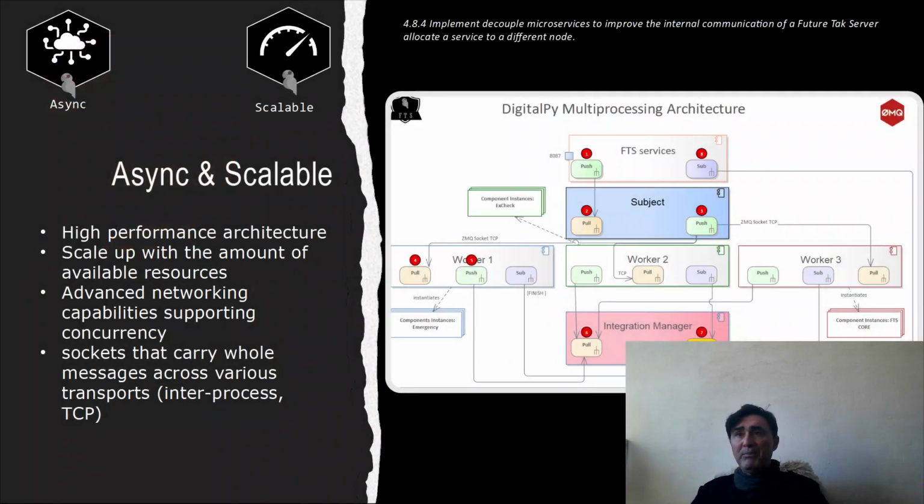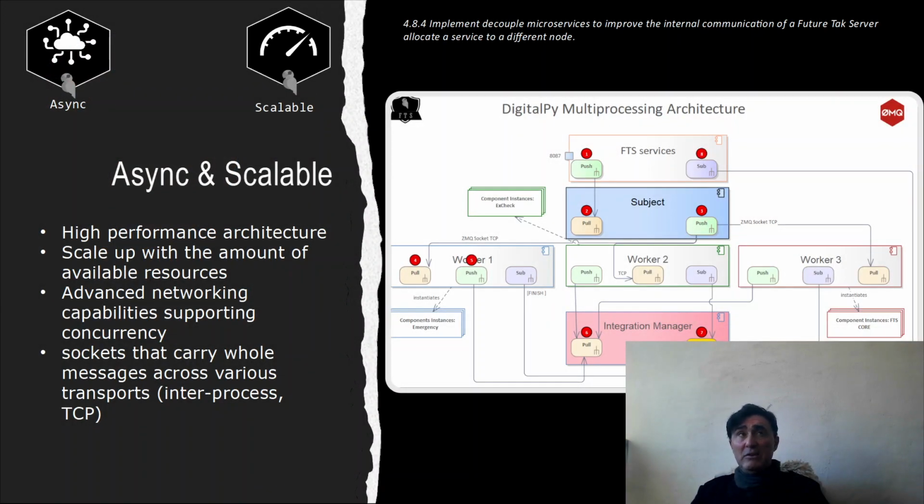In this series, we are introducing some of the concepts that we use to develop FTS 2.0. And this time, we are going to discuss the Digital Pi multiprocessing architecture. If you are not familiar with Digital Pi, please watch the previous videos that introduce what Digital Pi is and also our component architecture. So let's go into it.